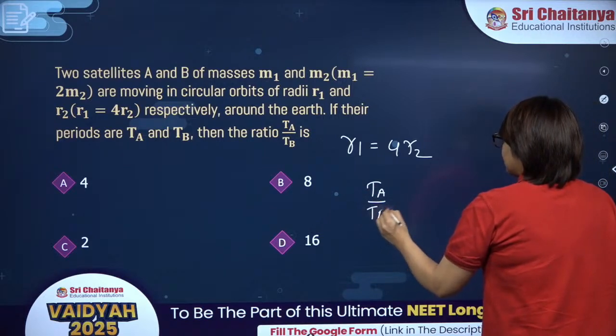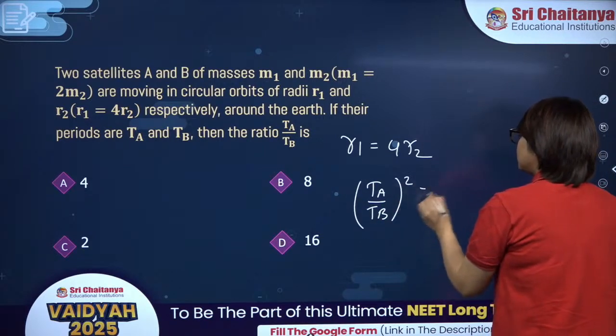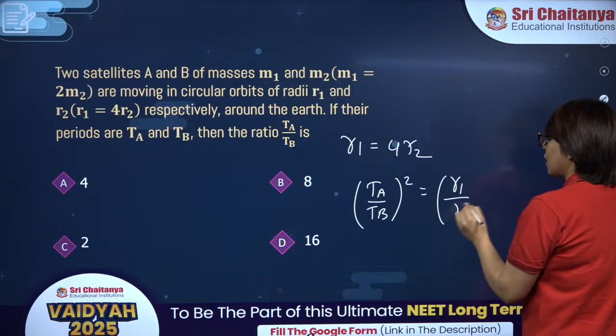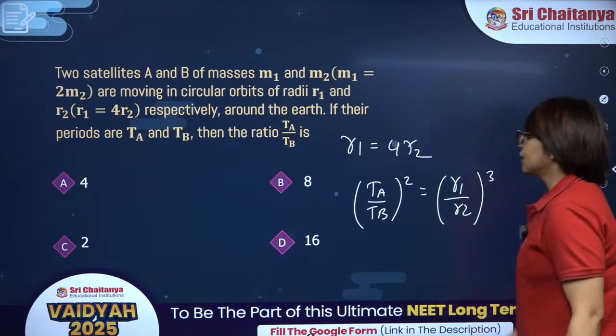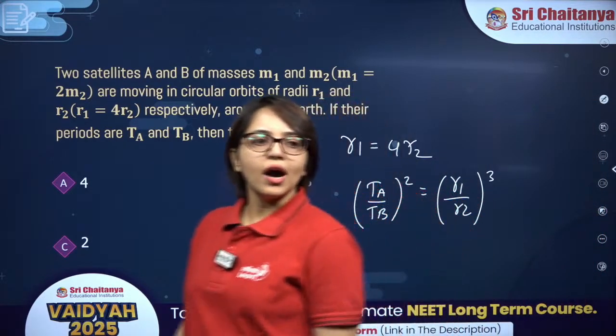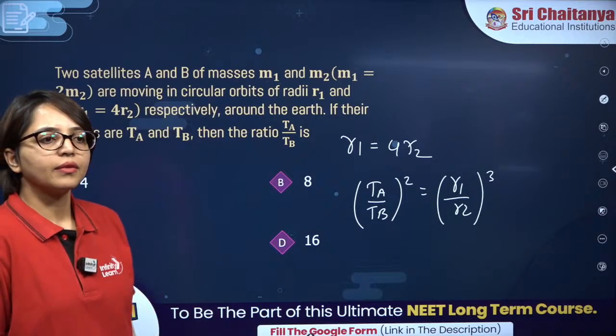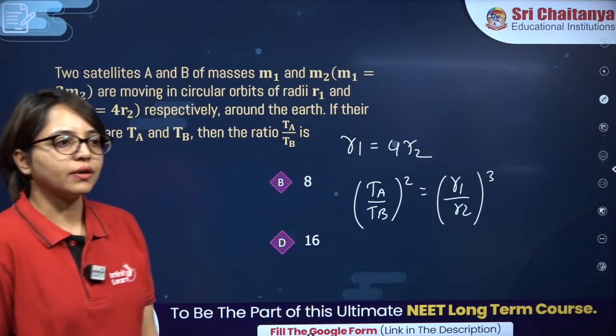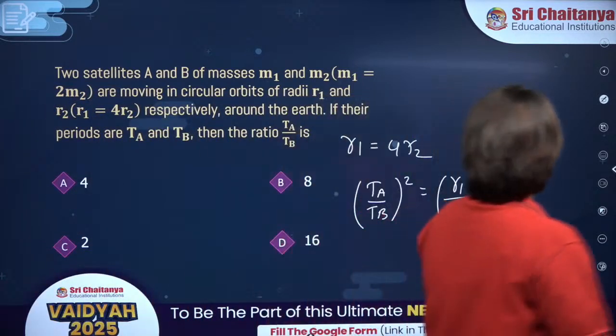Ta upon Tb whole square should be equal to r1 upon r2 whole cube. T square is directly proportional to R cube, right? Chaliye, try this one. Option D.